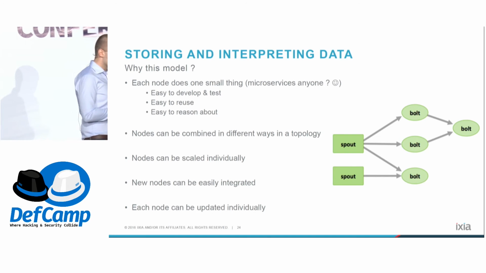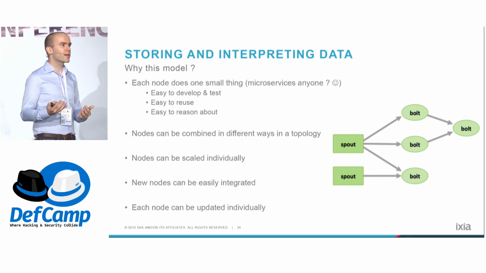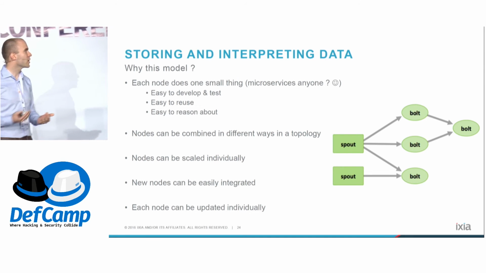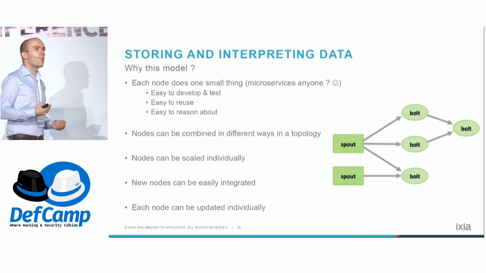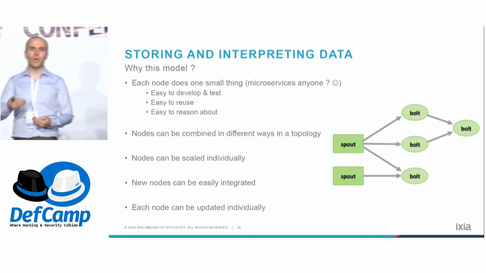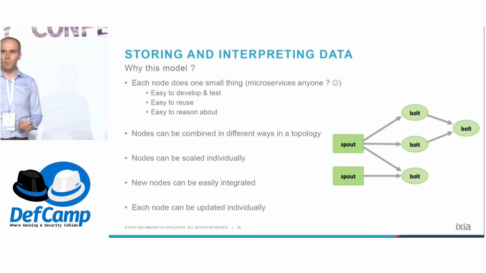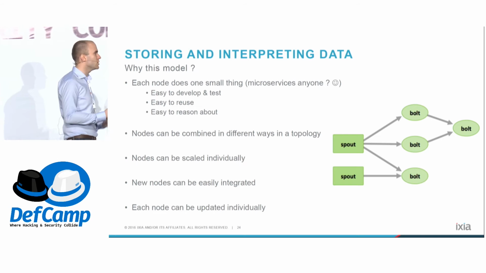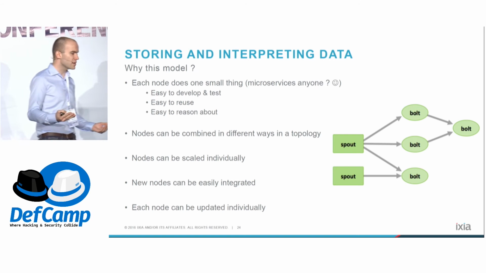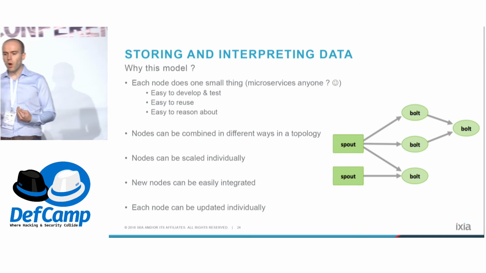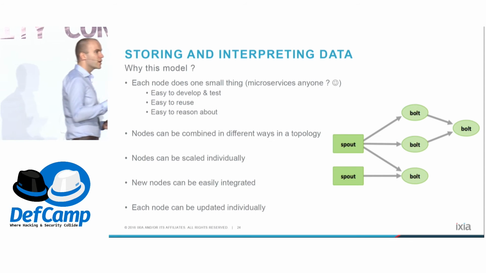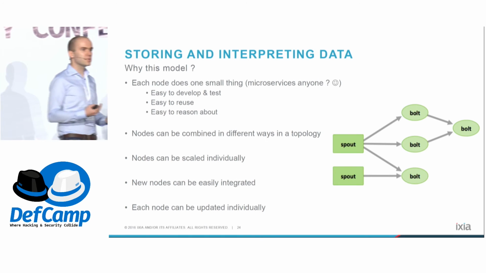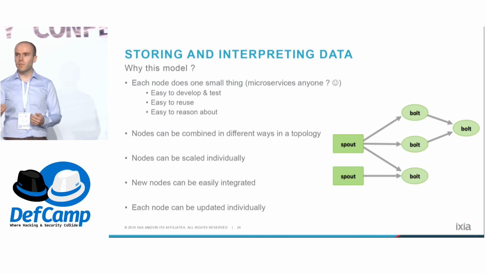One more important thing is that things are separated, like in a microservices architecture. You can scale nodes individually. So if you need more processing power, for example, for AV detection or for the sandbox, you can just scale that part. You don't need to touch the other parts of the system. Since it's a topology, new nodes can easily be added wherever you need them in the topology. And each node can be updated individually.